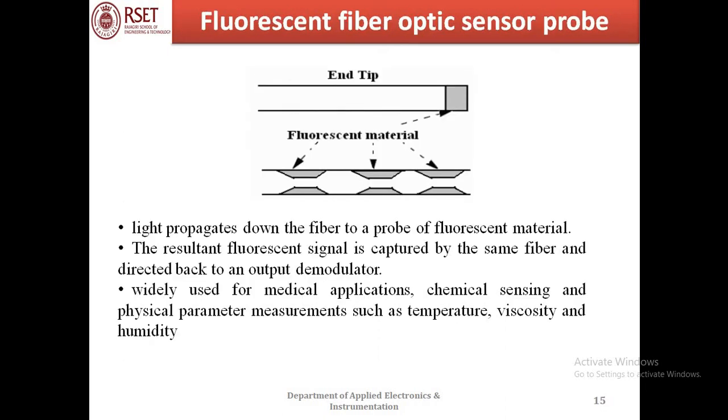An example of wavelength based sensor is a fluorescent fiber optic sensor. They are widely used for medical application, chemical sensing, and physical parameter measurements such as temperature, viscosity, and humidity. In this type, light propagates down the fiber to a probe of fluorescent material. The resultant fluorescent signal is captured by the same fiber and directed back to an output demodulator.